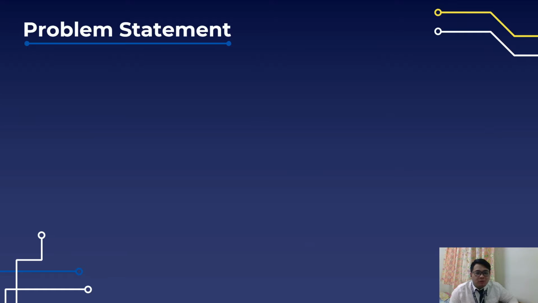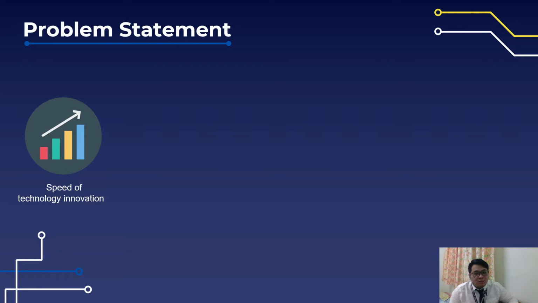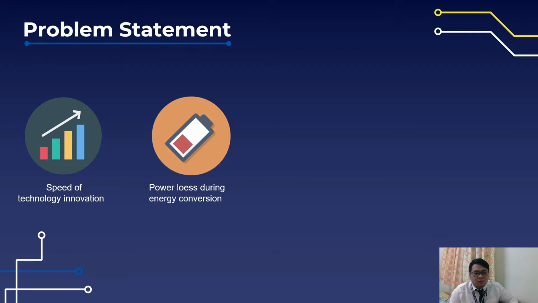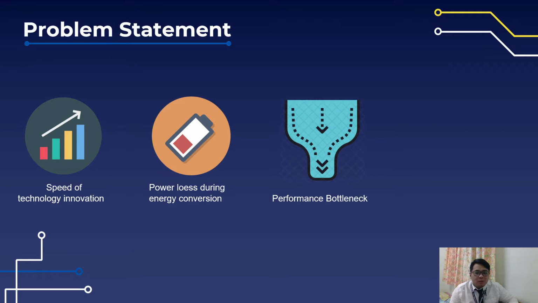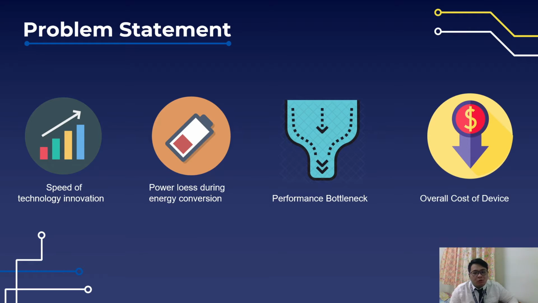Next is the problem statement of the project. The speed of new invention technology is very fast nowadays, and the trend of using renewable energy will become the first consideration of new inventions. When we're talking about energy conversion, power loss will never be absent. And next, due to the performance bottleneck of the current semiconductor, humans never stop searching for a new semiconductor with higher performance than the current semiconductor to use in their new inventions. And it creates a new problem, which is that the overall cost of the device will be higher. But using this gallium nitride inverter, the overall cost of the device will be lower. At the same time, the performance will be higher than the normal semiconductor.